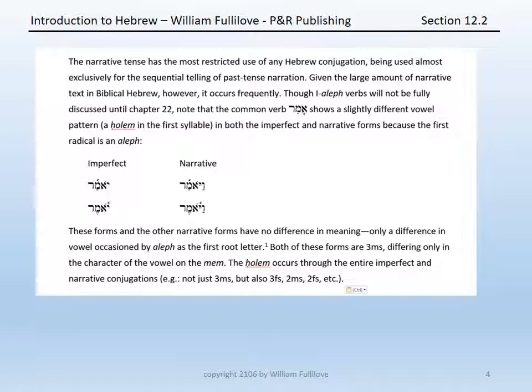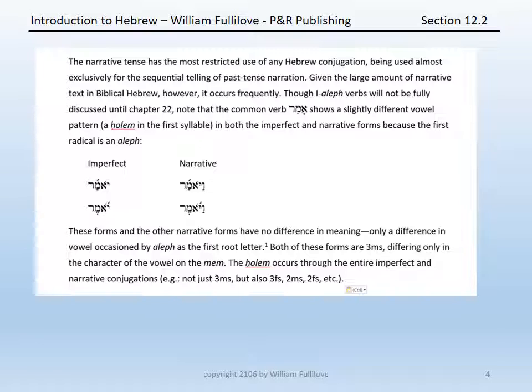The narrative tense has by far the most restricted use of any of the Hebrew conjugations we have studied or will study. It is used almost exclusively for the sequential telling of a past tense narration. However, given that a large amount of the Hebrew Bible, the Old Testament, is in narrative form, it's no surprise that you will see quite a large number of narrative forms in your study.